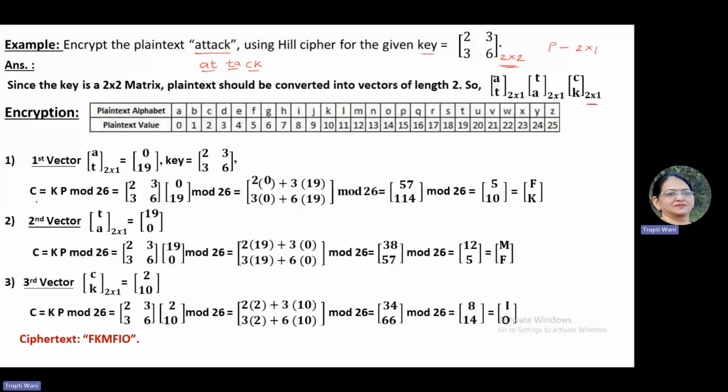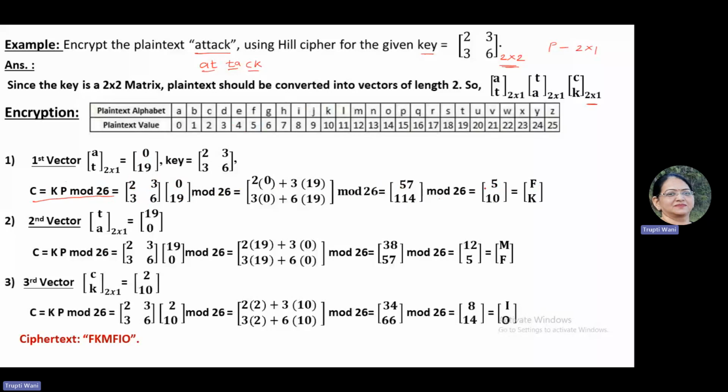As we are aware, the formula for Hill cipher is C equals KP mod 26. So take the key times P, that is this column vector, mod 26. The key 2, 3, 3, 6 times 0 and 19 mod 26. Now do the matrix multiplication. 2 into 0 plus 3 into 19. In the second row, 3 into 0 plus 6 into 19, mod 26. So here we will get 57 and 114, mod 26 as 5 and 10.